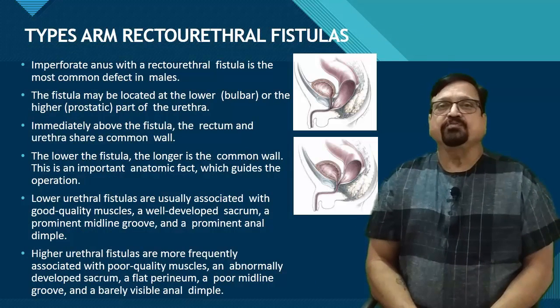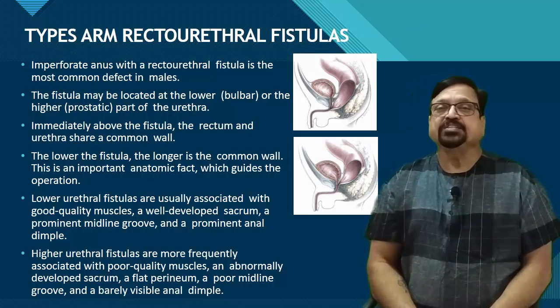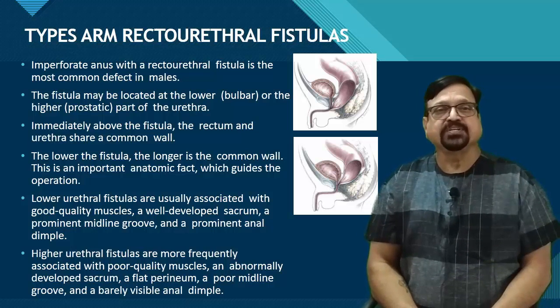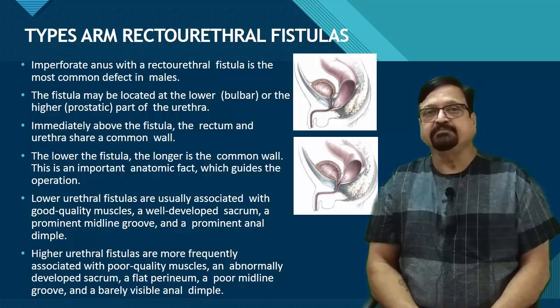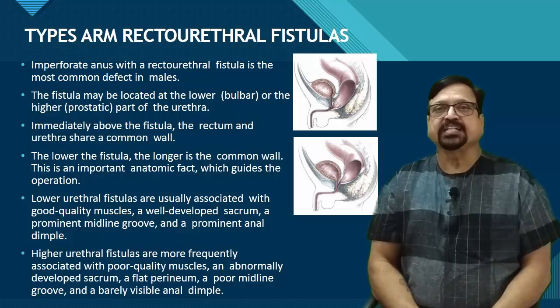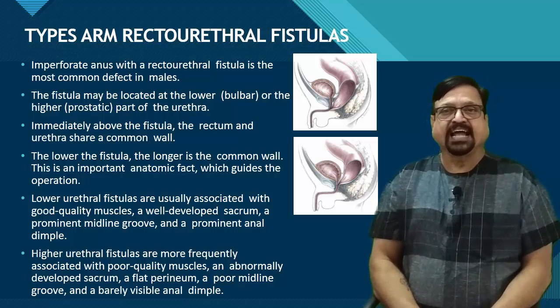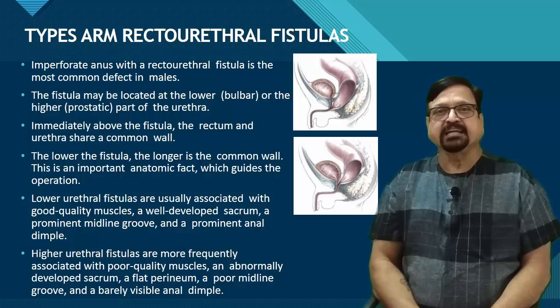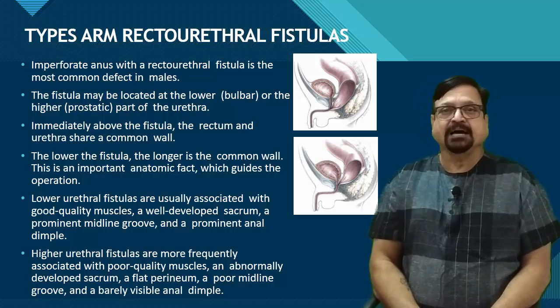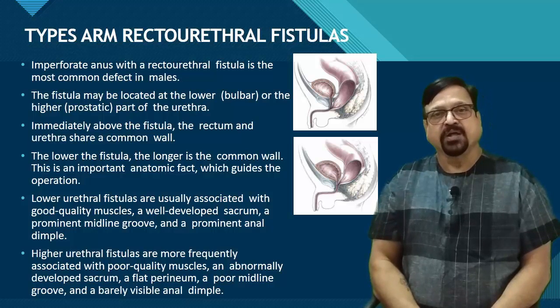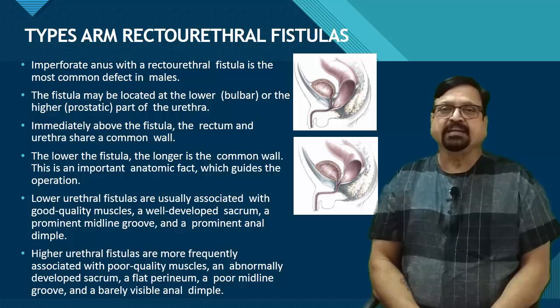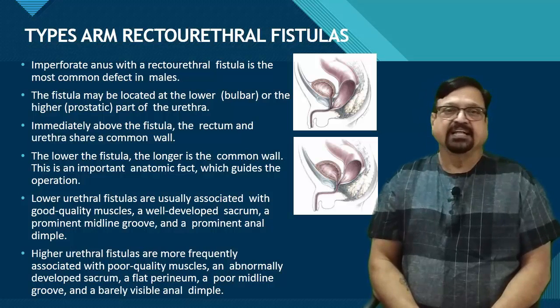Now, types of recto-urethral fistulas. We will again have more illustrations when we see our study results. The imperforate anus with a recto-urethral fistula is the most common defect in males. The fistula may be located at the lower bulbar or higher prostatic portion of the urethra. Immediately above the fistula, the rectum and the urethra share a common wall. The lower the fistula, the longer the common wall. This is an important anatomic fact which guides the operator, that is the surgeons and radiologists, in diagnosis.